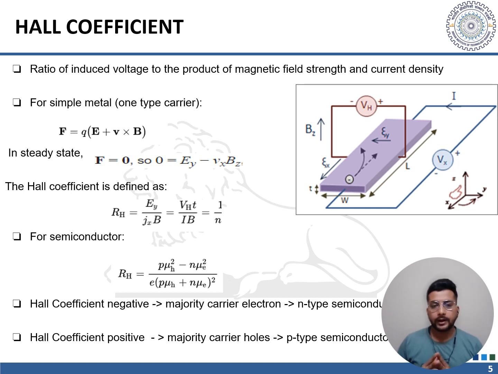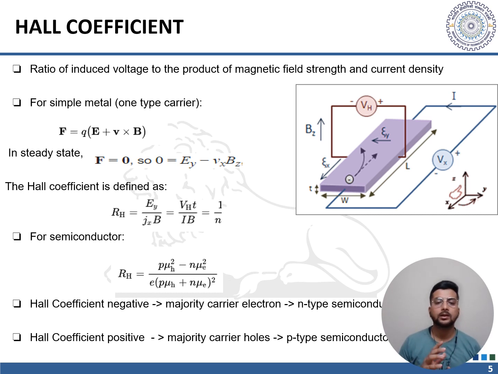Now we intend to find the steady state condition. In the steady state, the net force on the charge carrier has to be zero. It will be because the electric field generated by the Hall voltage VH will balance out the force because of the magnetic field. So both of these forces will balance out and we'll get the net result as zero. On applying that condition in one of the three equations that we got earlier, we'll get the result Ey minus Bx is equal to zero.